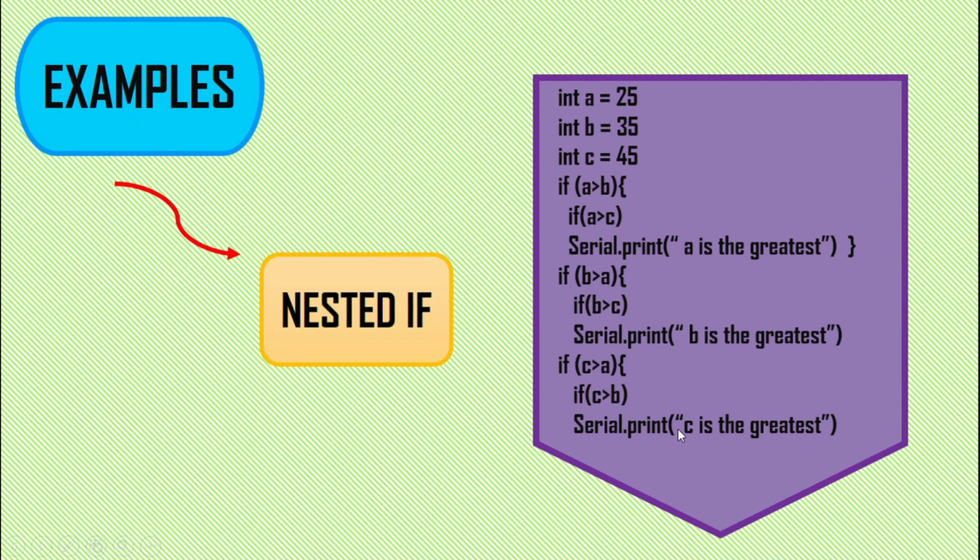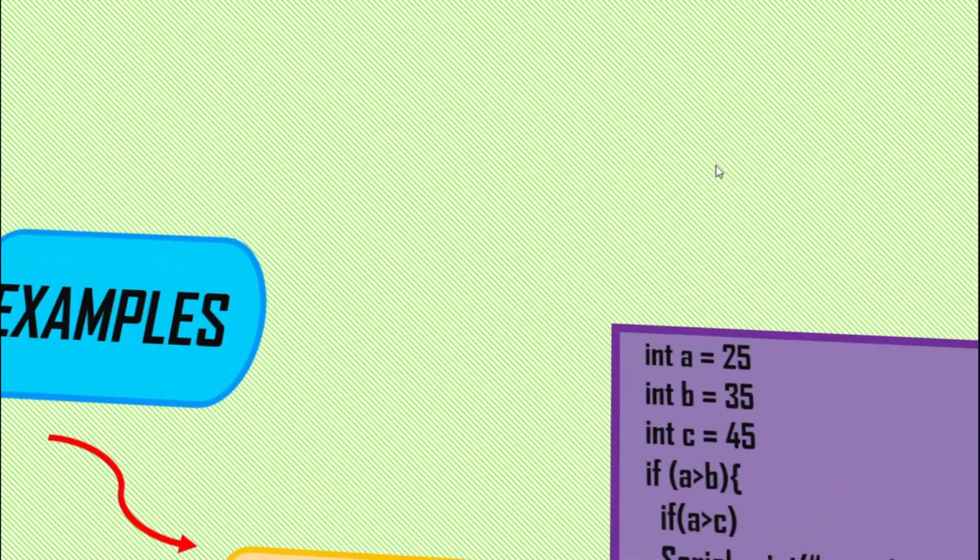Now amongst this, as only the last if condition, which is C is greater than A and C is also greater than B, is true, that's why in the serial monitor C is the greatest will be printed. The other two is omitted as they are false conditions. Now moving to the example of if else ladder.